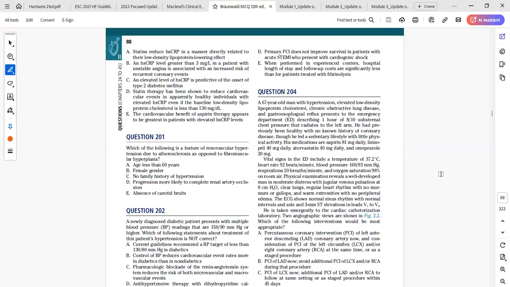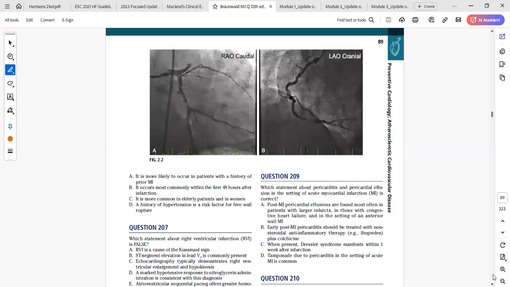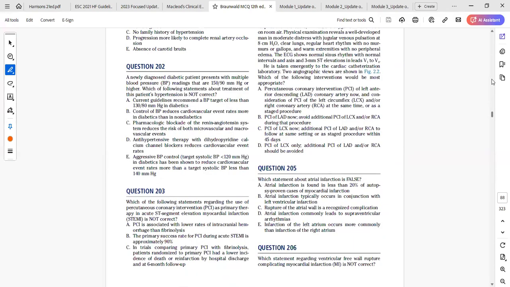Two angiographic views are shown in figure 2.2. Which of the following interventions would be most appropriate? I don't know if it's possible, you can see the pictures. A, percutaneous intervention of the left anterior descending coronary artery.